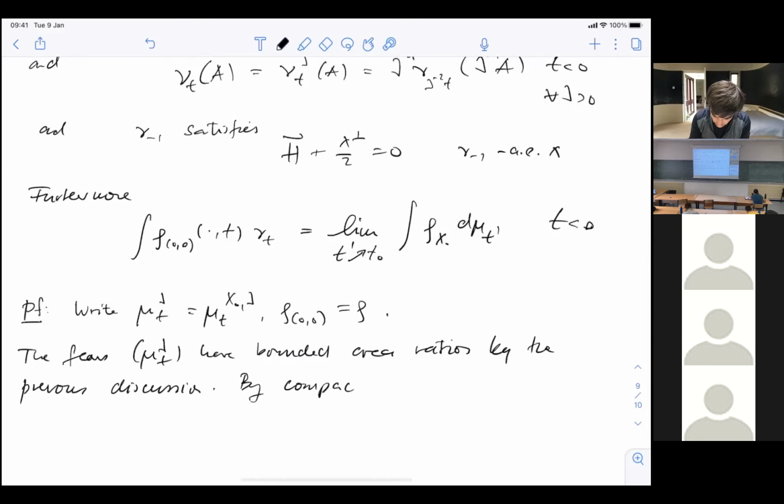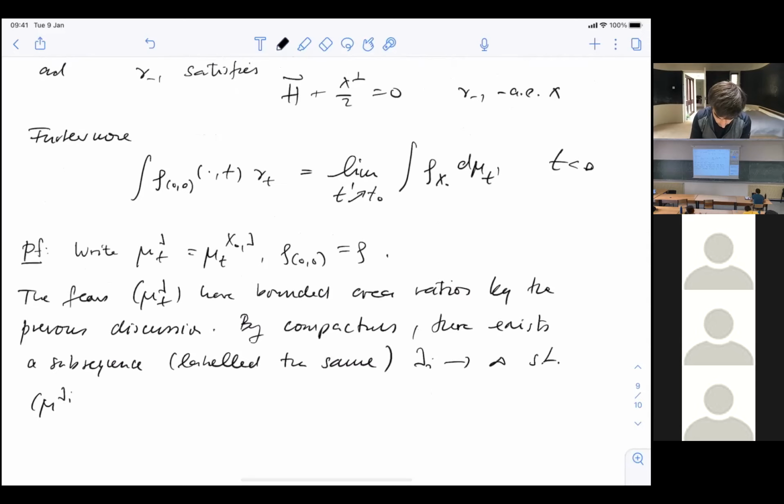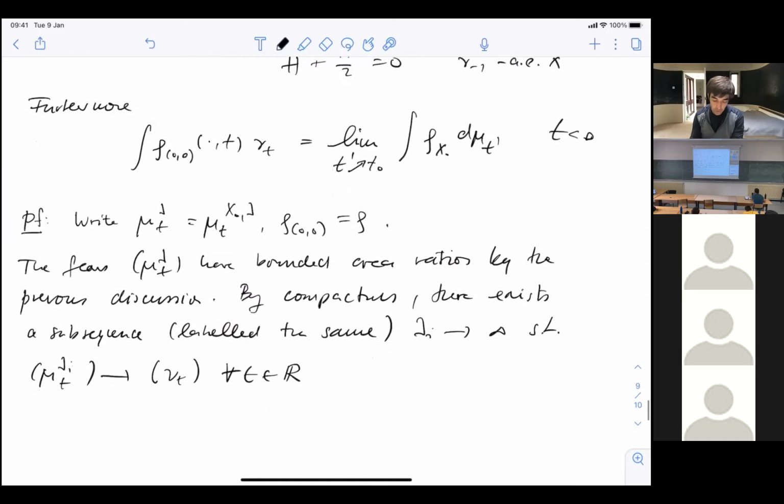By compactness, there exists a subsequence. We label this again, call this lambda I going to infinity, such that mu lambda I t converges to some flow nu t, where this is defined for all t in R. Remember, our initial flow was defined for all positive times. We took a positive time and shifted, so we scale up. So this is now defined for all R.